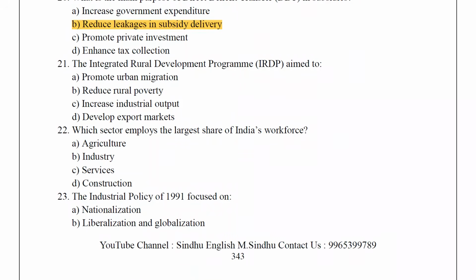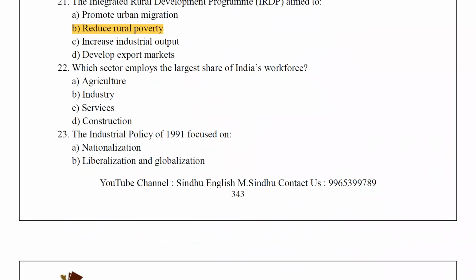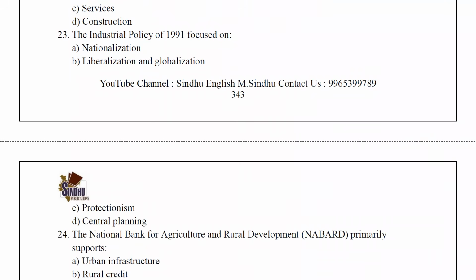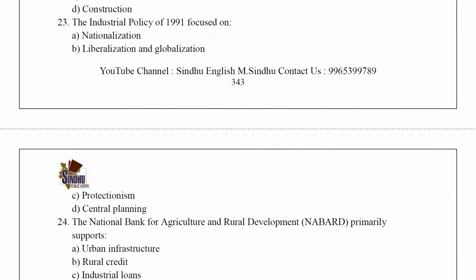The Integrated Rural Development Program, IRDP, aimed to reduce rural poverty. Which sector employs the largest share of India's workforce? Agriculture. The industrial policy of 1991 focused on liberalization and globalization.